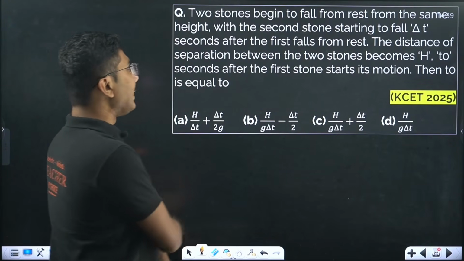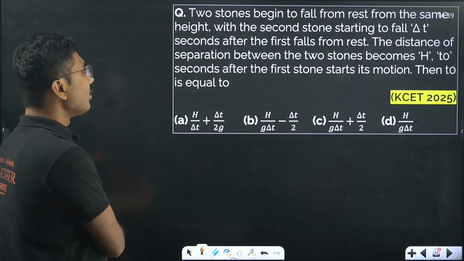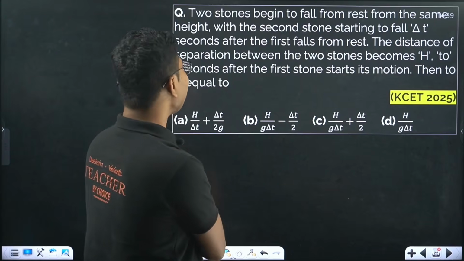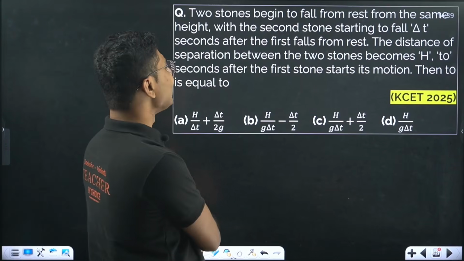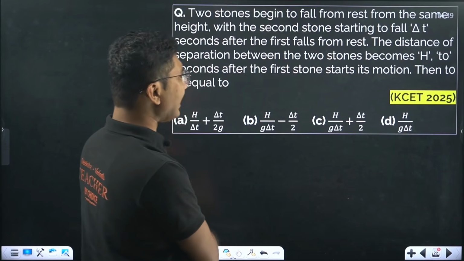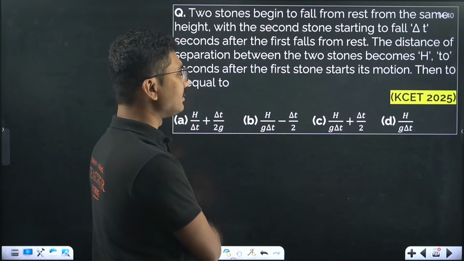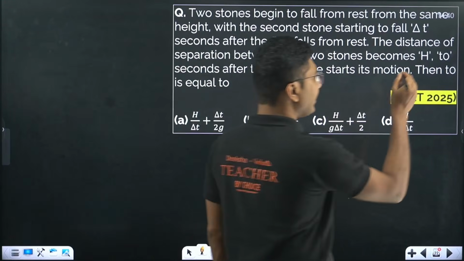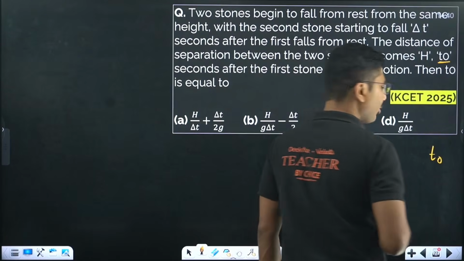Two stones fall from rest from the same height, with the second stone starting to fall Δt seconds after the first falls from rest. The distance of separation between the two stones becomes capital H, t naught seconds after the first stone starts its motion. Then t naught is equal to... this is a slight printing error, this is t naught, not t-o.